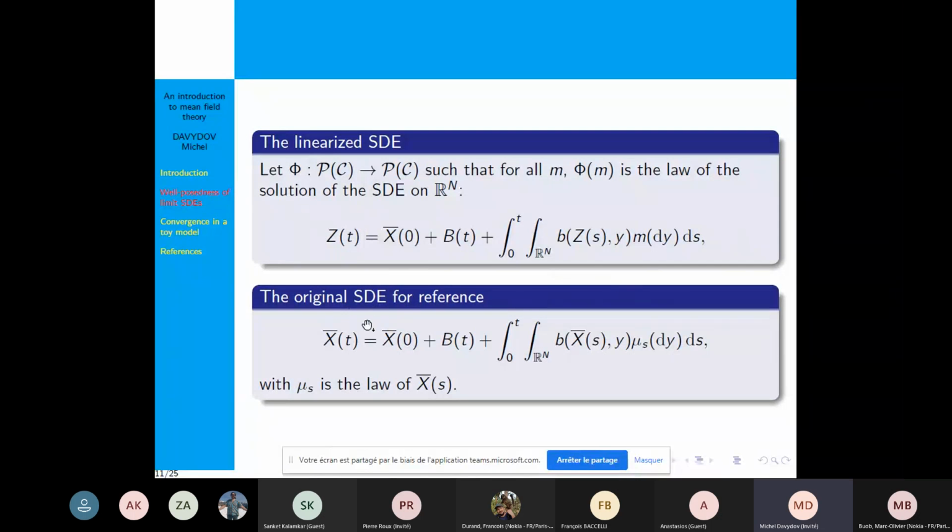As you can see, compared to the original stochastic differential equation that we're studying, for which we want to prove existence and uniqueness of the solution, they're basically the same, but for this term here, for the measure itself. So the idea is that if the function phi has a fixed point, this fixed point by construction will be a solution to this stochastic differential equation. Because if it's a fixed point, phi of m is going to be the law of x of s here. So if you can prove that the function phi has a unique fixed point, the fixed point will indeed be the solution to the original stochastic differential equation.